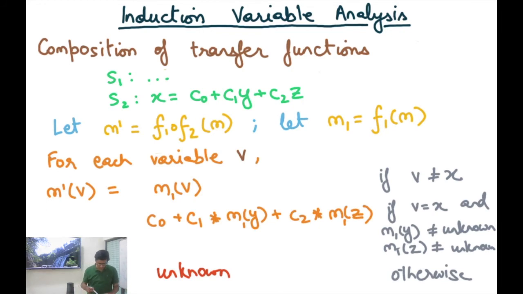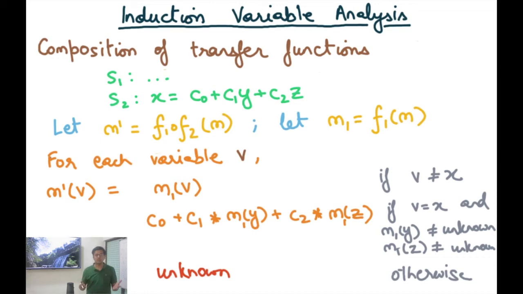So here is an example of composition. Let's say I have a statement S1, and then I have S2 which has the same statement that we saw earlier, x equals c0 plus c1y plus c2z. If I want to say what is the combined transfer function in terms of f1 and f2, so f1 is the transfer function of s1 and f2 is the transfer function of s2, then I want to define what is f1 composed with f2, and to define that I'm going to say if the input is m, what is the output. So if the input is m, what is m prime in terms of m? And let me just assume that m1 equals f1 of m. So for the same m, if I give it to f1, then it gives me m1.